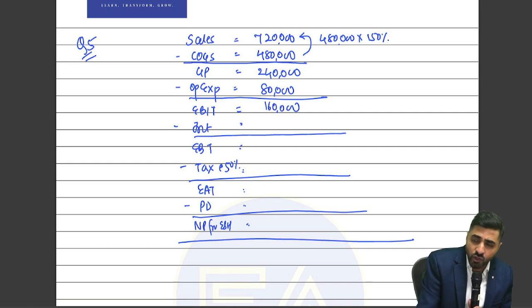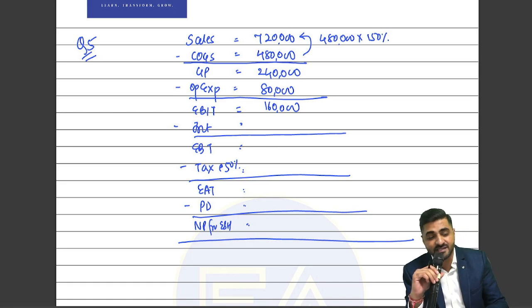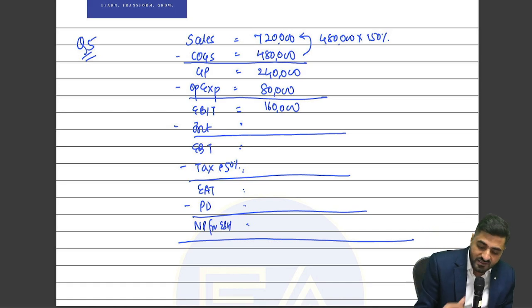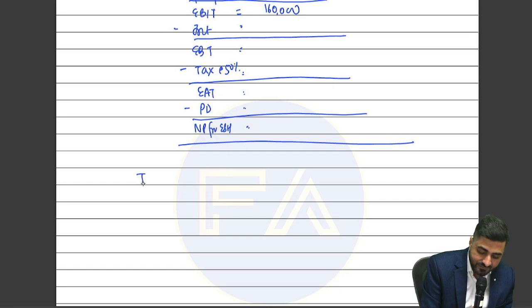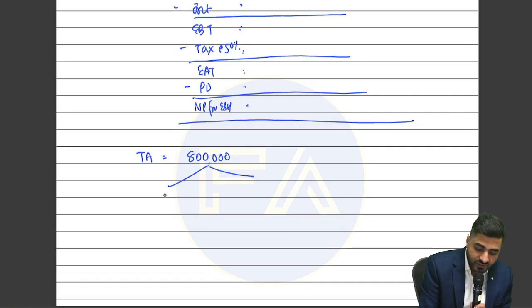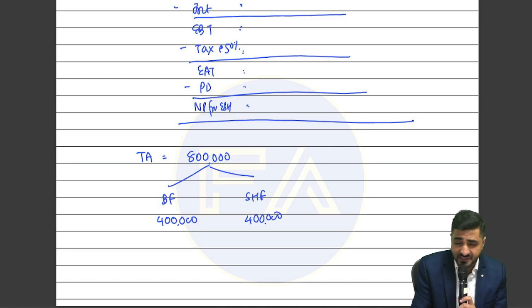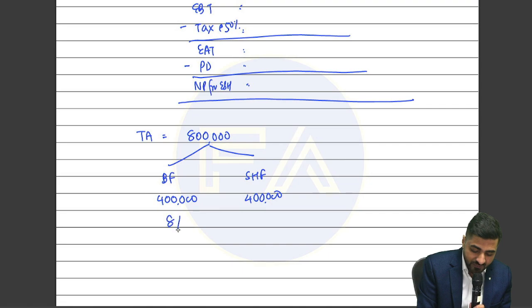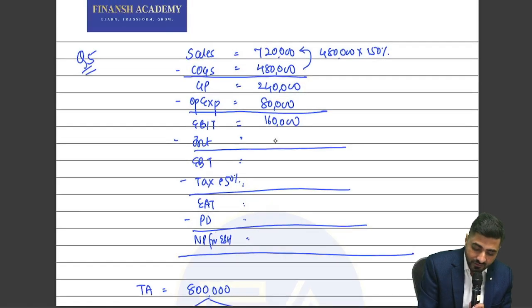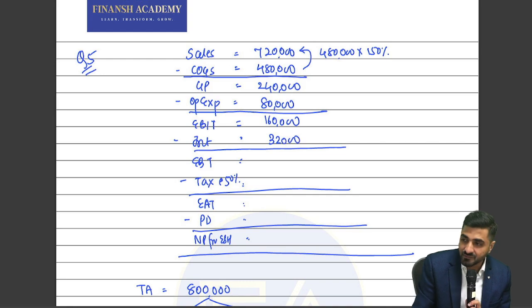160. Do you have any amount of loan in this question? Because how much is the total assets? 8 lakhs. And from this 8 lakhs, how much is being financed by borrowed capital? Very good, 4 lakhs. So how much is your shareholders' funds? Awesome. So what's the rate of interest? So what is 8% of 4 lakh? Very good. 160 minus 32.